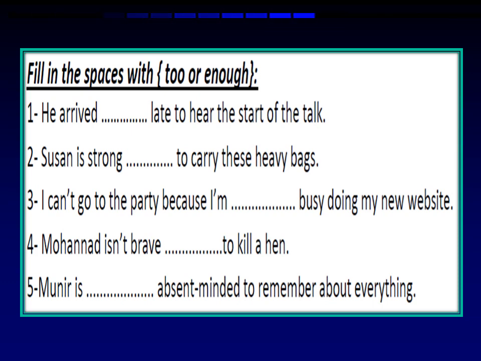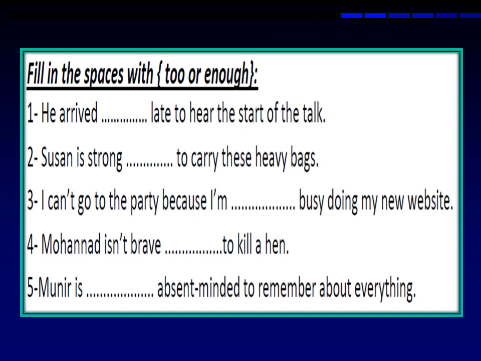Fill in the spaces with too or enough. What is the difference between too and enough? The main difference is that too should be followed by an adjective, while enough should be preceded by an adjective. So, 1. He arrived late to hear the start of the talk.